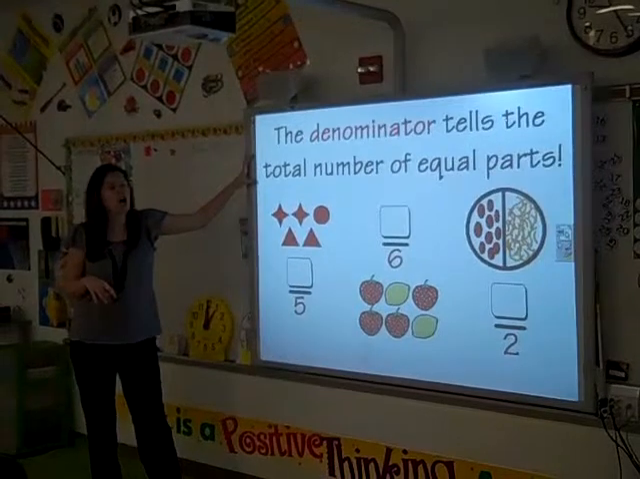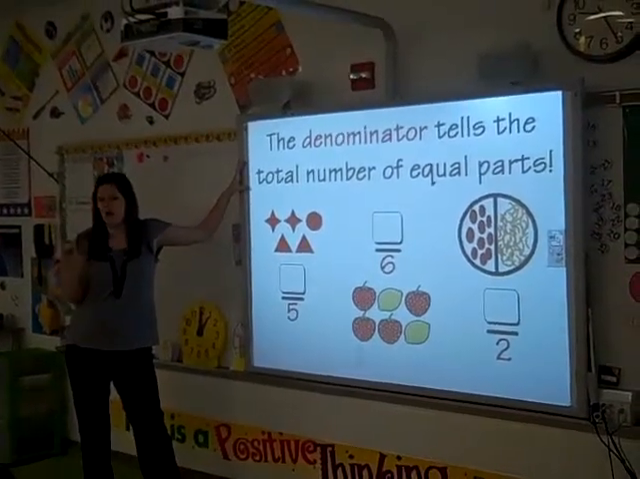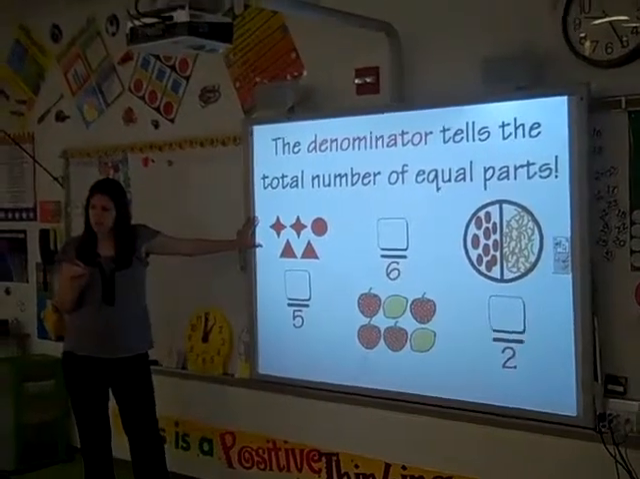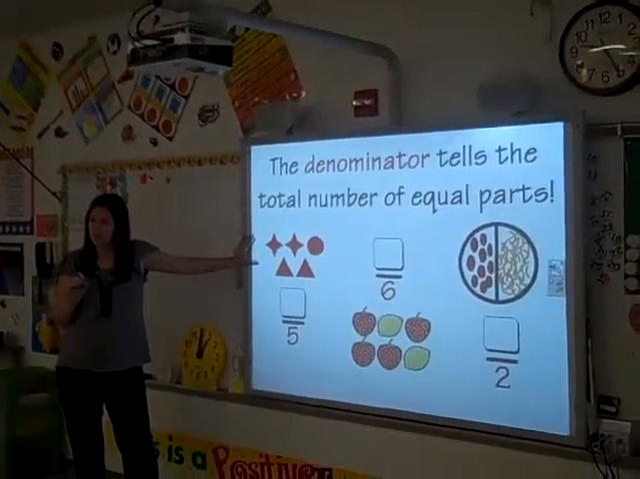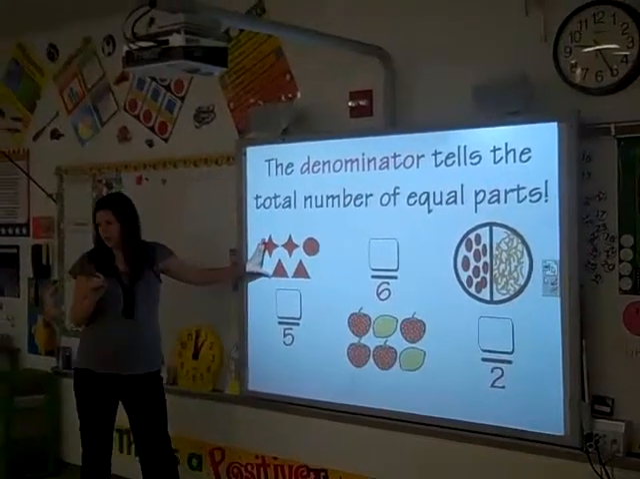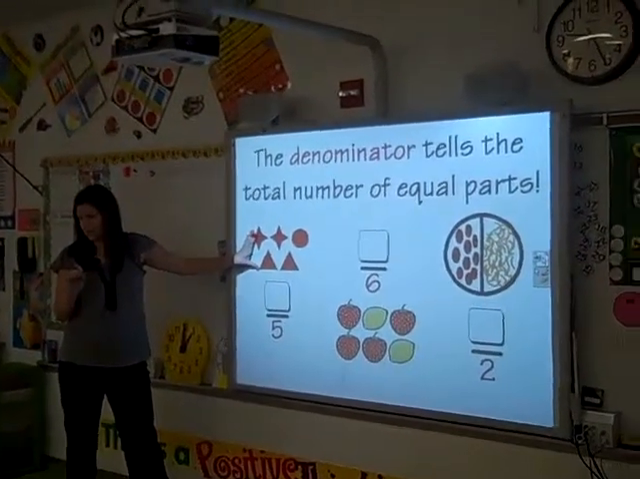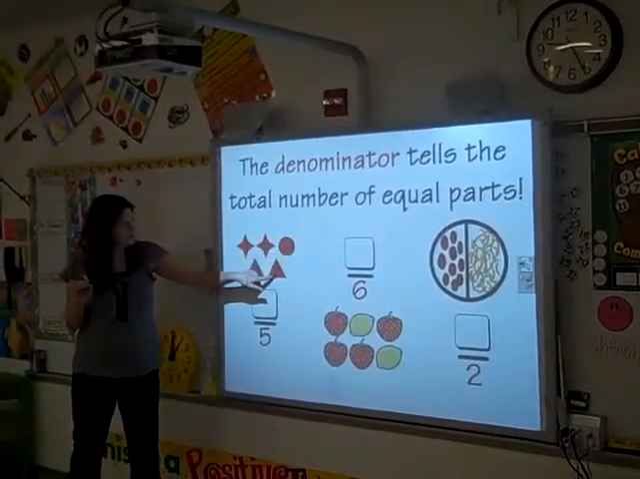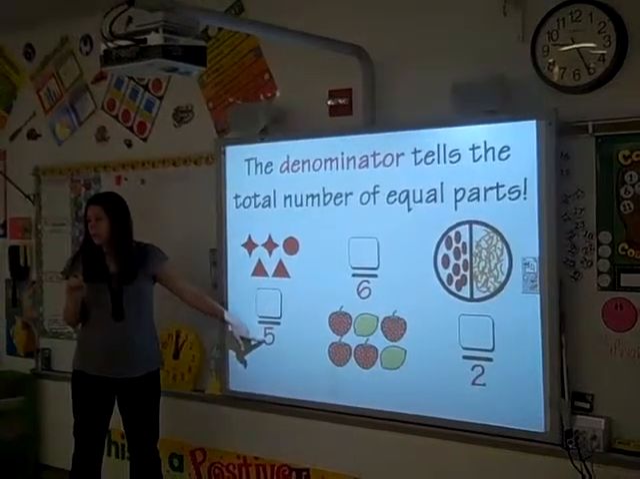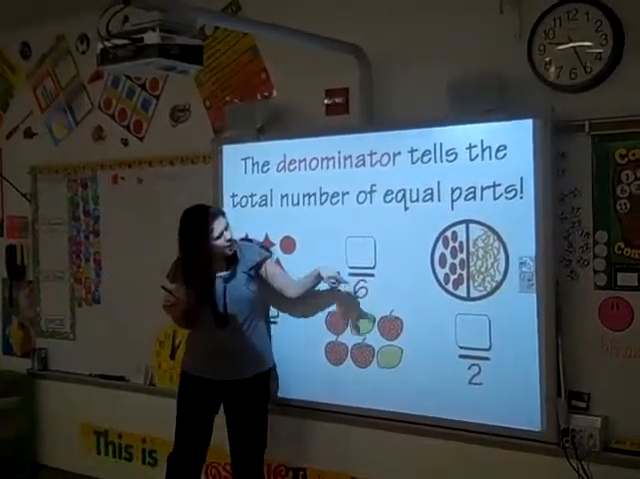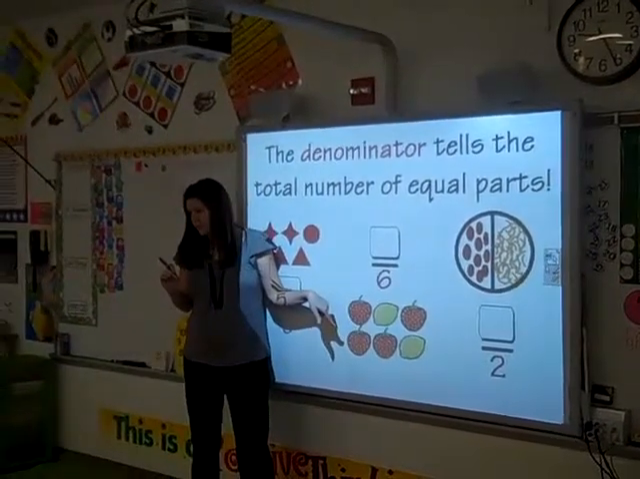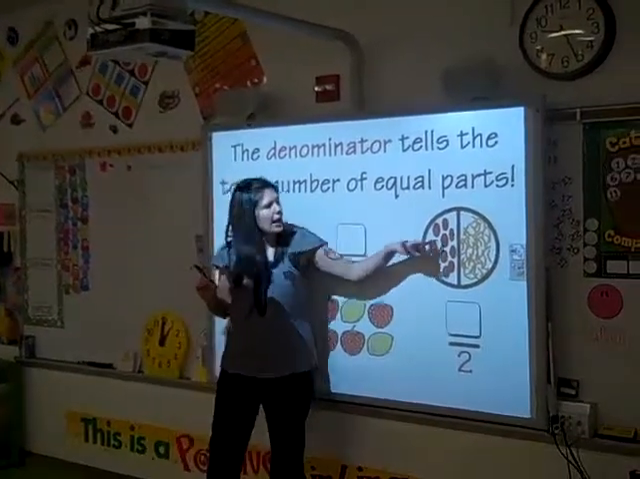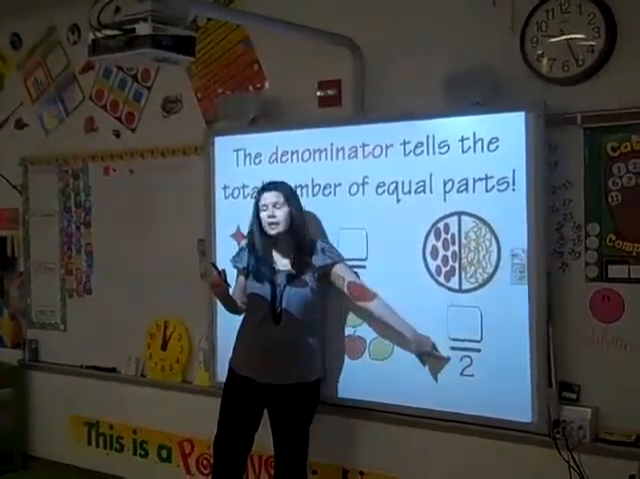The denominator tells the total number of equal parts. Got to be equal to be a fraction. Alright, so Jariah, what would my denominator be here? How many parts do you see? How many parts? Count. So my denominator would be 5. Excellent. Allie, how many parts? 6. So my denominator would be? 6. Good. Renasia, how many parts? 2. So my denominator would be?